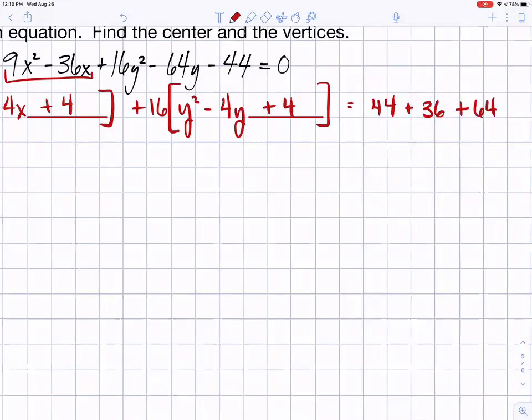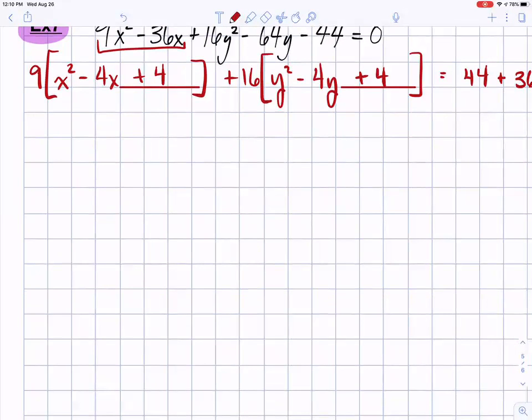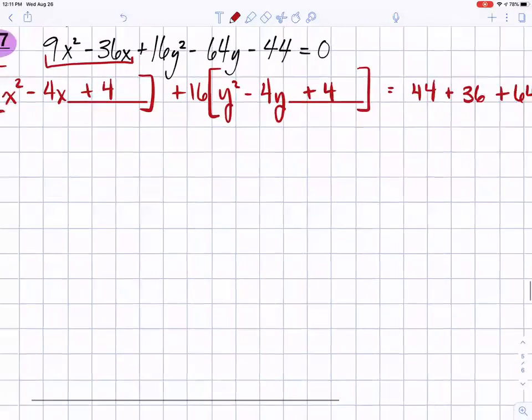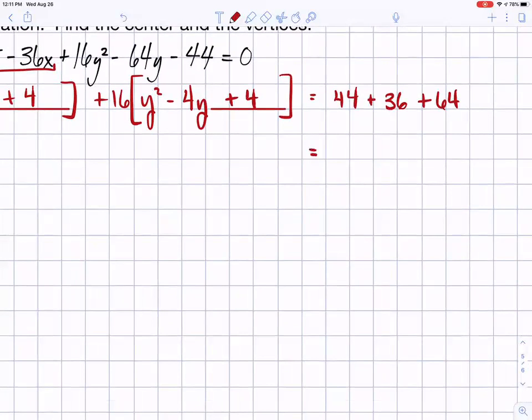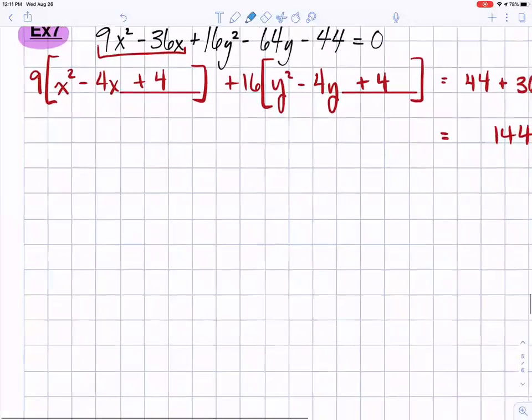What's next on my how-to? You can combine like terms, but that's not what I was going to say. If I combine like terms, I've got 144. Yes, factor the trinomial. That's next in the how-to, factor the trinomial.